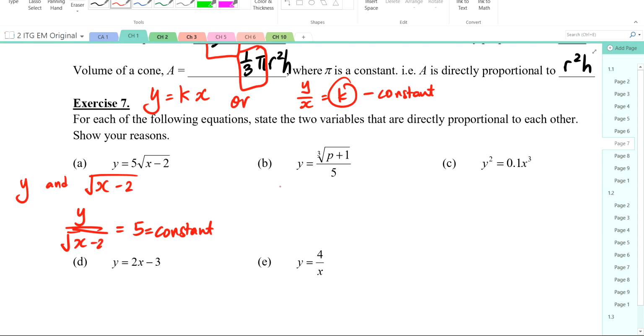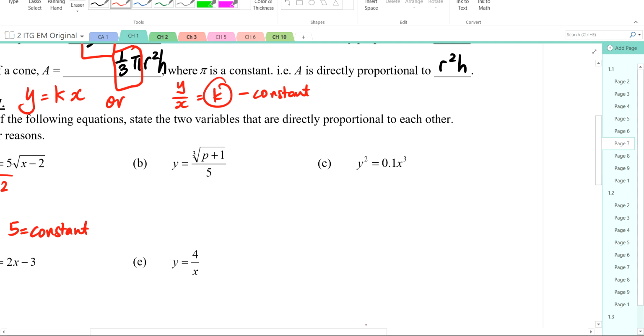Part C. The two variables that are directly proportional to each other are y squared and x cubed. So why are they directly proportional? Just take y squared divided by x cubed equals 0.1, which is a constant. Therefore, they are directly proportional to each other.